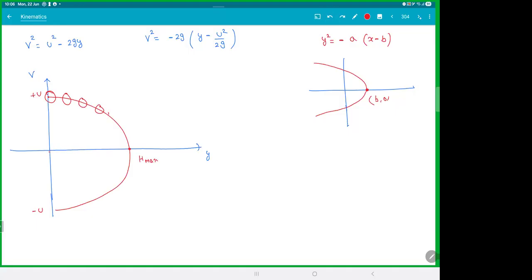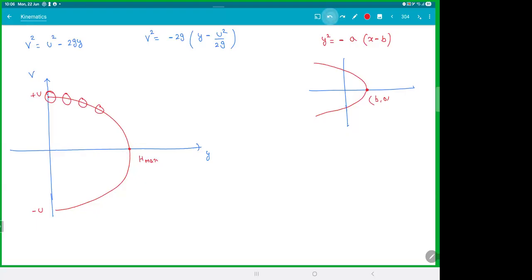As you go up, y is increasing and speed is decreasing, decreasing, decreasing. You became 0 at h max. At h max, you took a turn, so velocity becomes negative. So the graph will have negative values here. Look at the value here, minus v. The velocity is becoming more and more negative. You hit the floor at minus u.